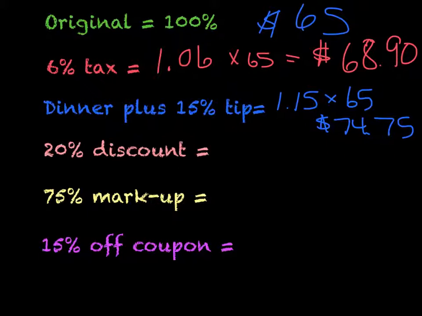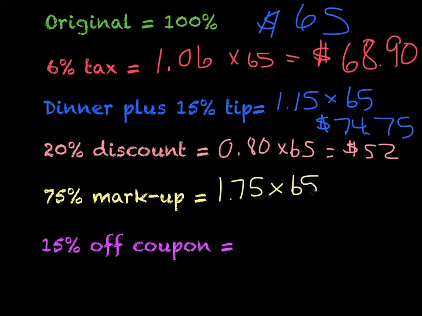If I am going to get a 20% discount, now that's a discount, so I'm subtracting, remember. So I'm going to take 0.80 or 0.8 times 65, and that will be $52. Nice and handy if I'm at the store. Now you guys have calculators on your phones, if you have a phone, so that's pretty convenient. Okay, 75% markup. It is, again, a markup, so it's extra, so that's just going to be 1.75 times 65, and that would be $113.75. Almost doubled, not quite, but almost doubled.